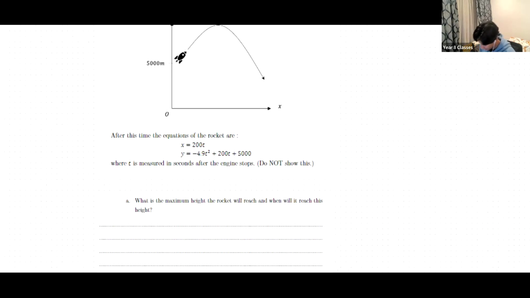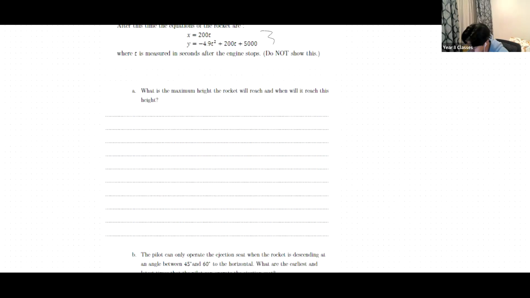Okay, so we have a rocket starting at a height of 5,000 meters, descends with a velocity of 2,000 root 2 meters per second, and it does so at an angle of 45 degrees to the horizontal. We know from the diagram that this is going to be 45 degrees, and it gives us these starting equations. So how are we going to find the maximum height that the rocket reaches, and also the time that it does so?